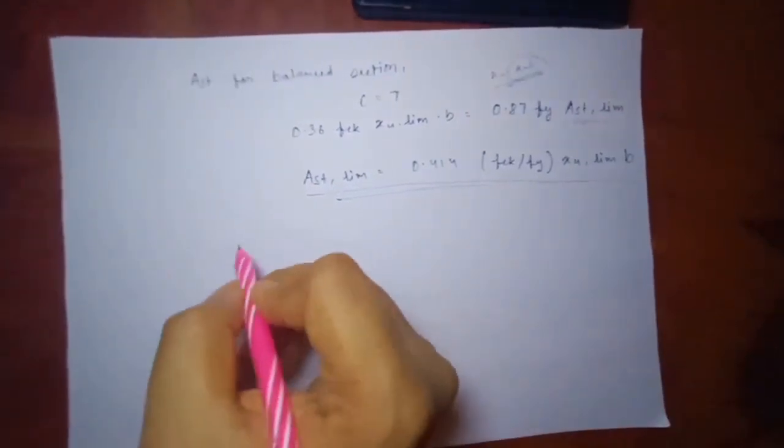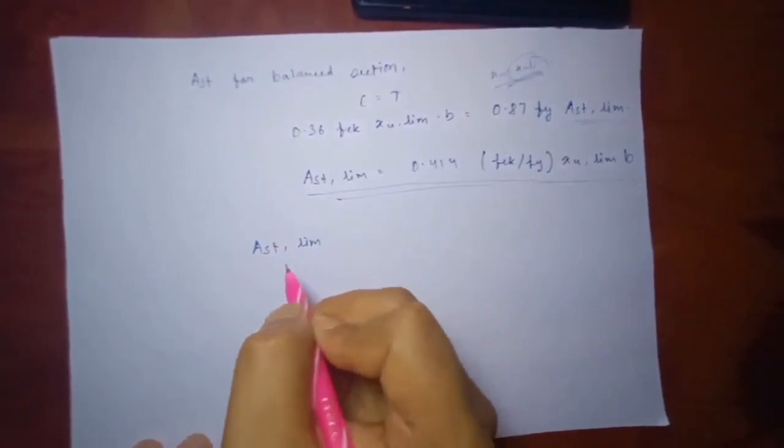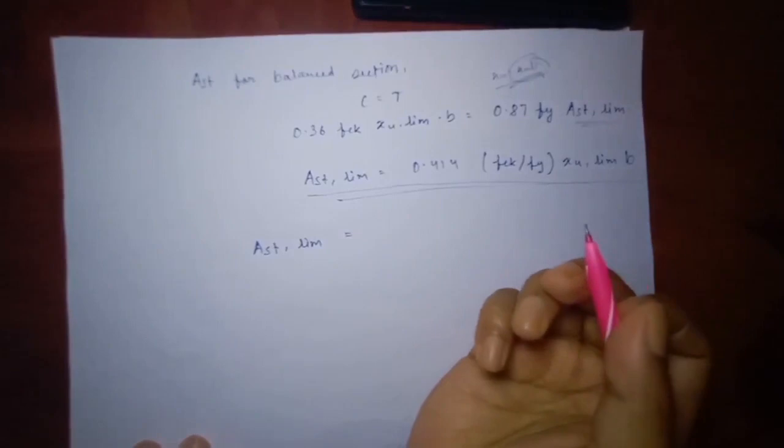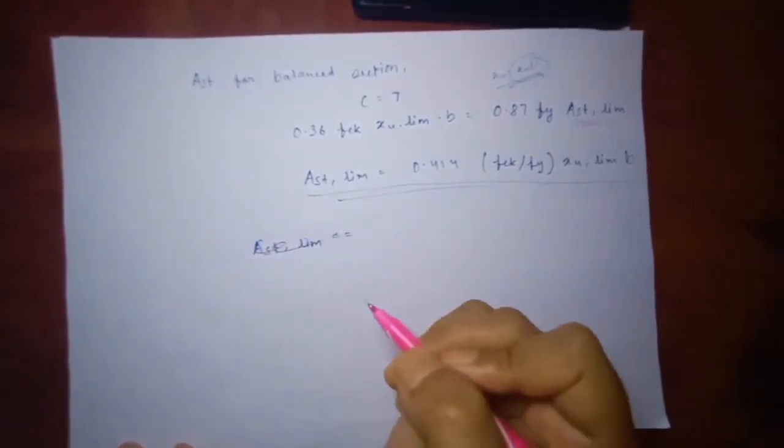And so Ast limit is equal to, this is our particular formula.